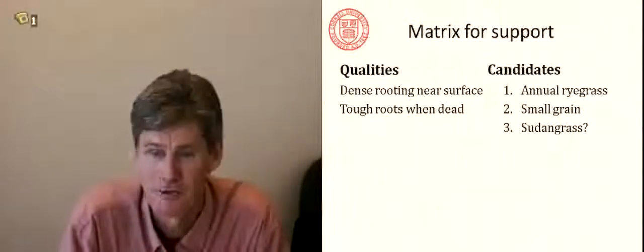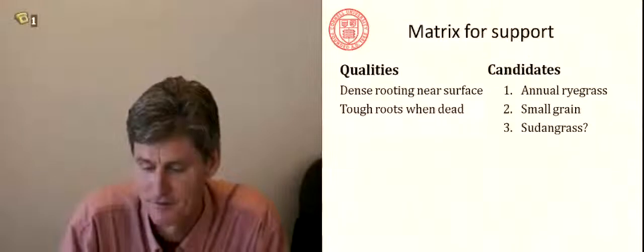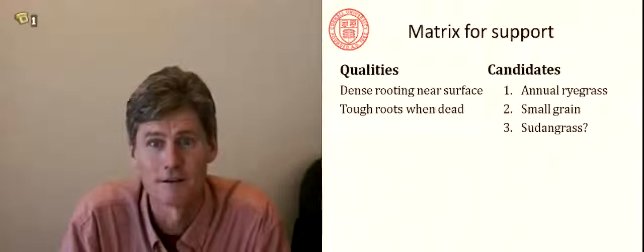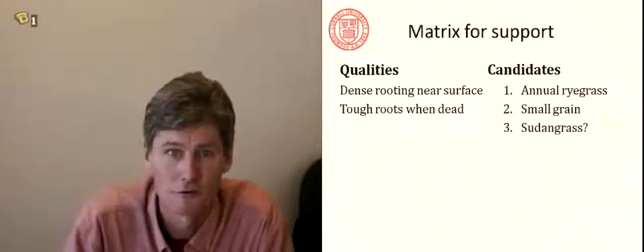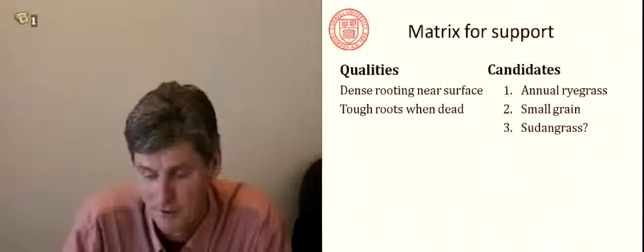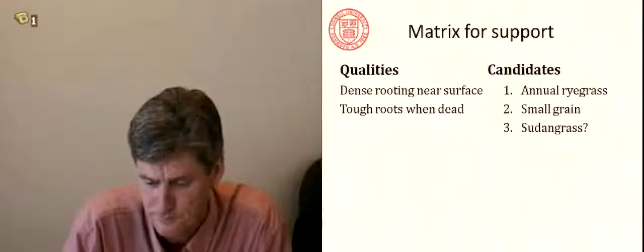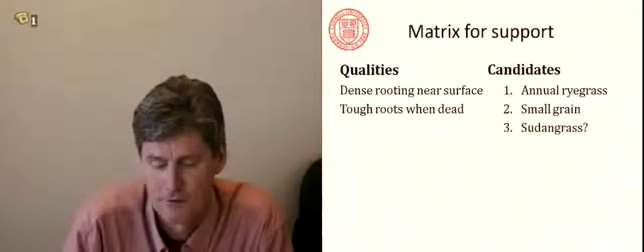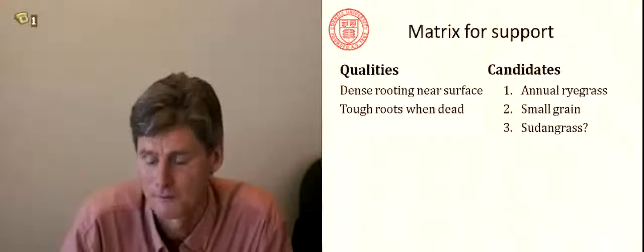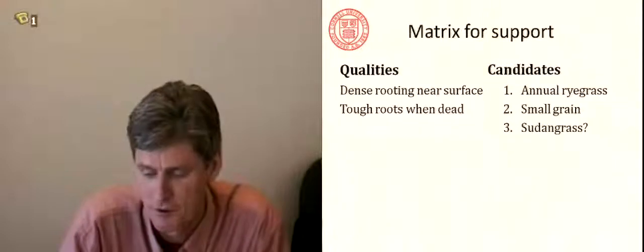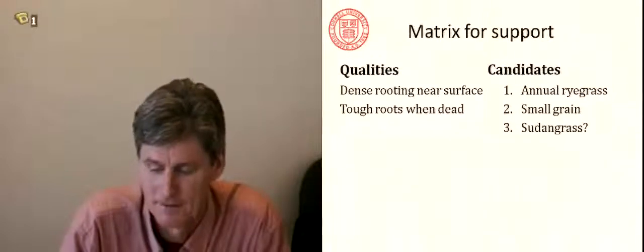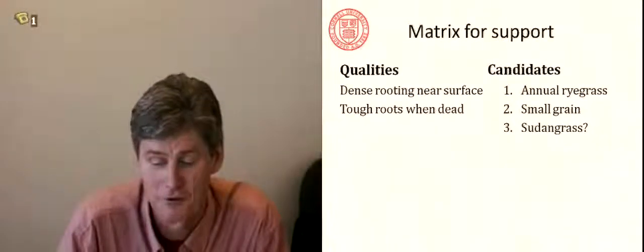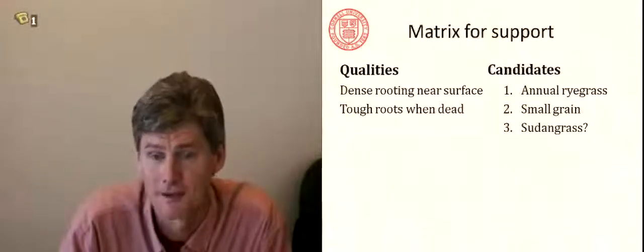This is one of the reasons you have grassed driveways and alleys and that sort of thing. So annual ryegrass is the cover crop that is the most turf-like, that establishes quickly and can be used in that system. The smaller grains do it not quite as well, but they're easier to establish, so there may be an opportunity there. And Sudan grass does the dense rooting near the surface and has really tough roots when it's dead.